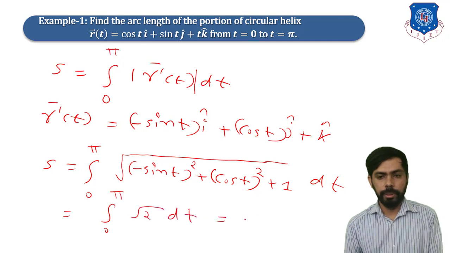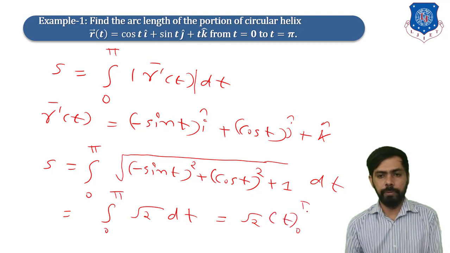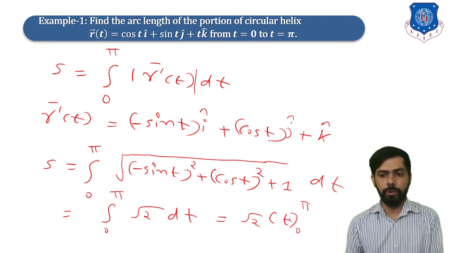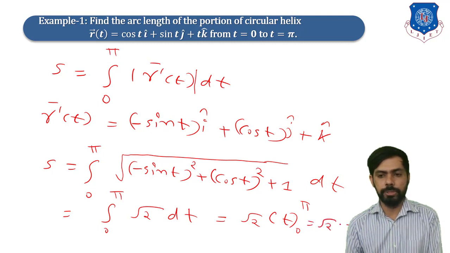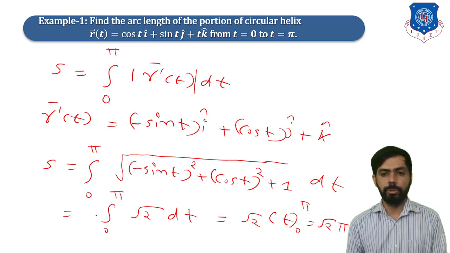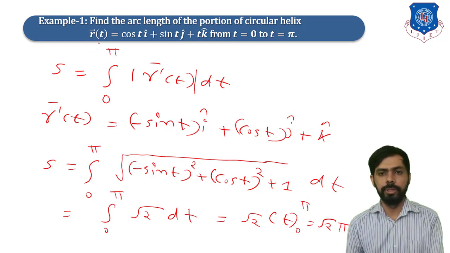Now the integration of root 2 with respect to t: root 2 is a constant, and the integration of 1 with respect to t will be t, and the limit will be from 0 to pi. So first we replace t by pi, then subtract t by 0. So this will be square root of 2 into pi. So the answer is root 2 pi. This is the arc length of the circular helix given by r(t) equal to cos t i cap plus sin t j cap plus t k cap, with limit from t equal to 0 to t equal to pi.